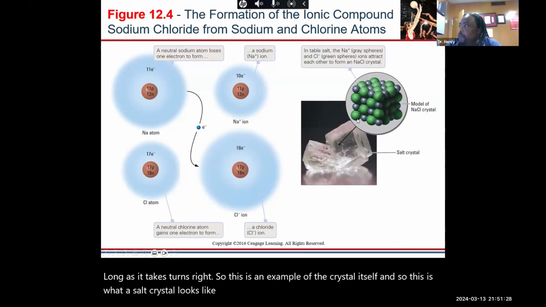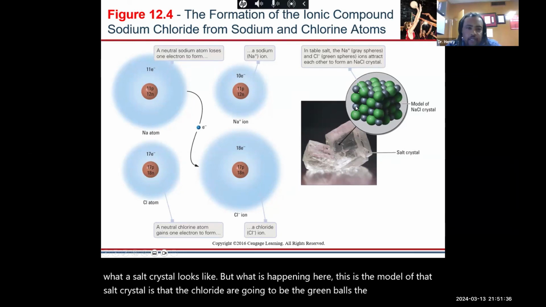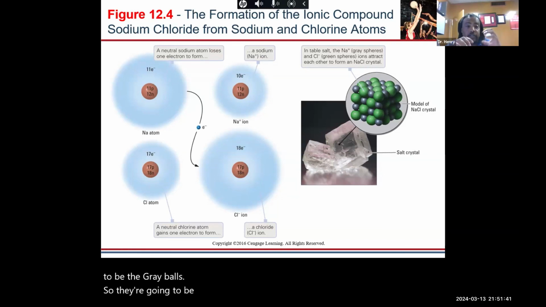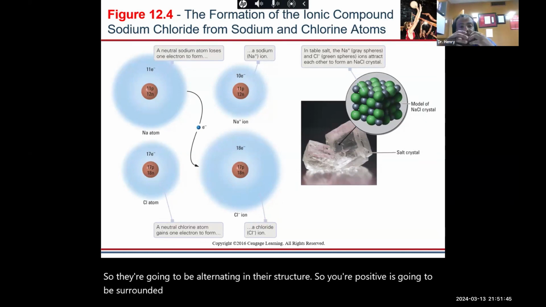But what is happening here, this is the model of that salt crystal, is that the chloride are going to be the green balls. The sodium is going to be the gray balls. So they're going to be alternating in their structure. So your positive is going to be surrounded by your negatives. And those positives and negatives are going to play off of each other.